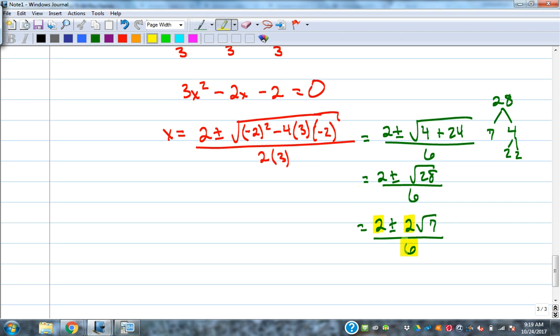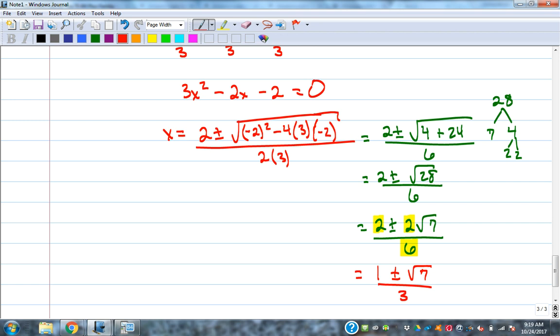The 2's in the front and the 6 on the bottom, all three of those are divisible by 2. So I'm going to divide them all by 2. So that's 1 plus or minus the square root of 7 over 3. Those are our other two zeros. Those are not rational zeros.